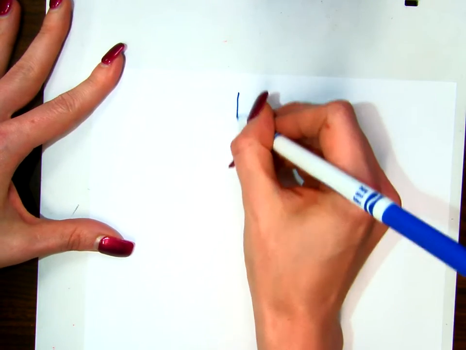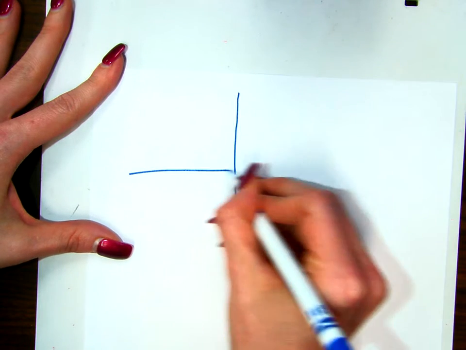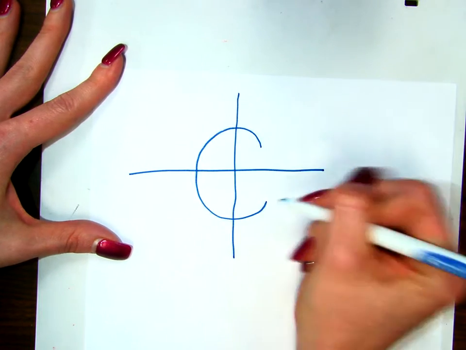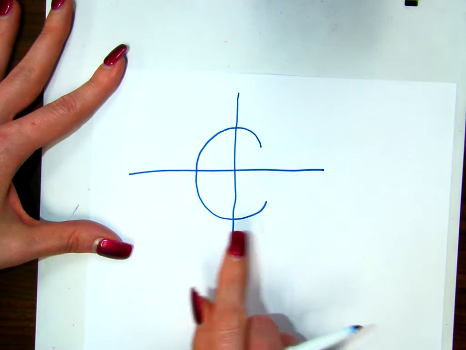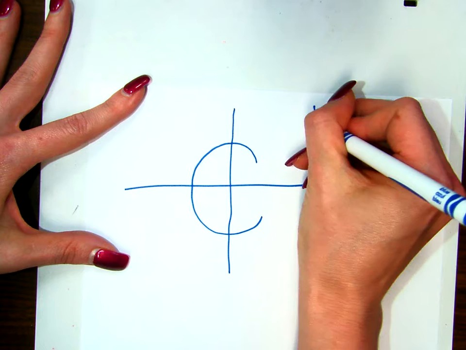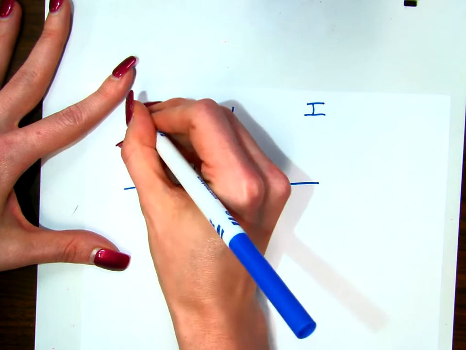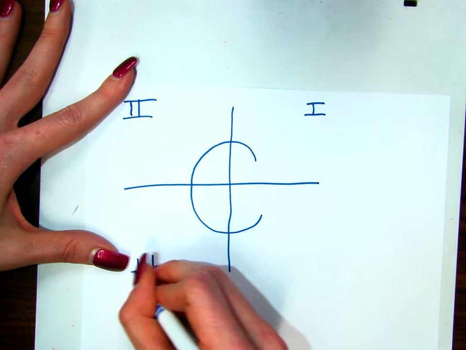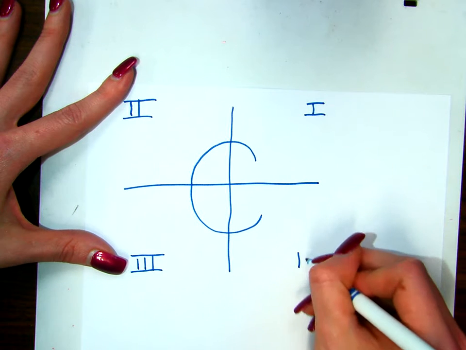And remember, coordinate graphing, we would draw our 4 quadrants and we would put the big C in our quadrants. Remember, for coordinate plane? And remember, the big C started in quadrant 1 and it continued on to quadrant 2, then into quadrant 3, and it ended in quadrant 4.